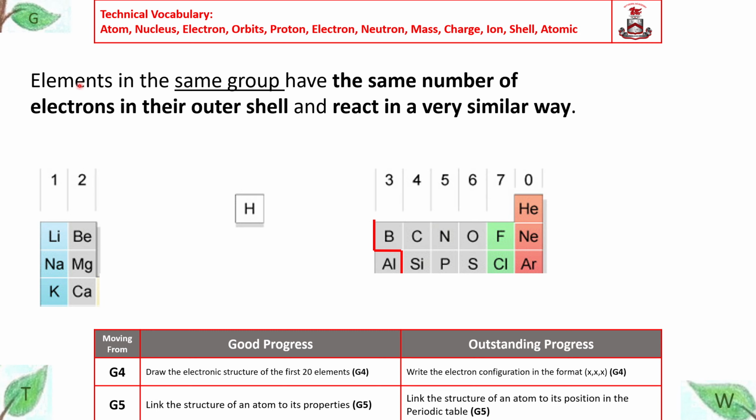So what we just covered there was elements in the same group have the same number of electrons. So anything that's in group 1 has 1 electron in its outer shell. So lithium, sodium, and potassium will all have 1 electron in their outer shell, but they will differ because they will have a different number of shells.